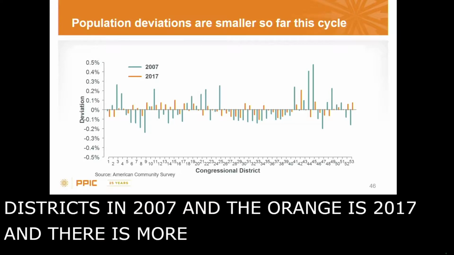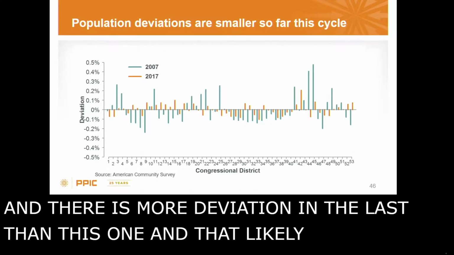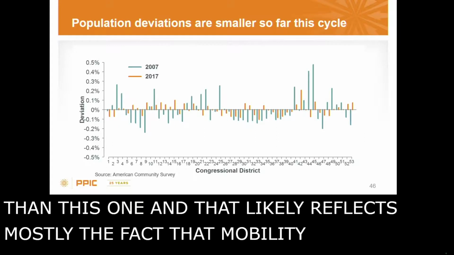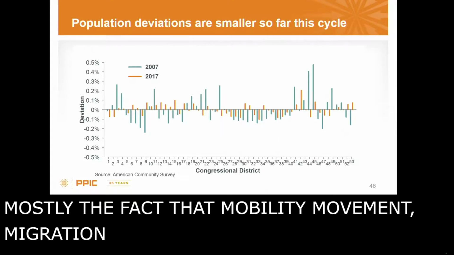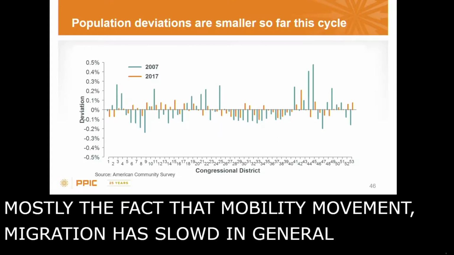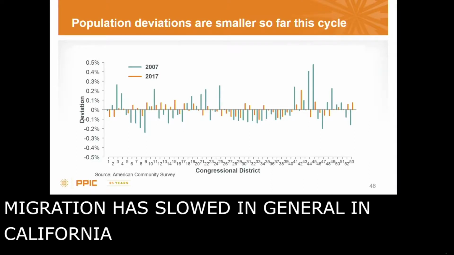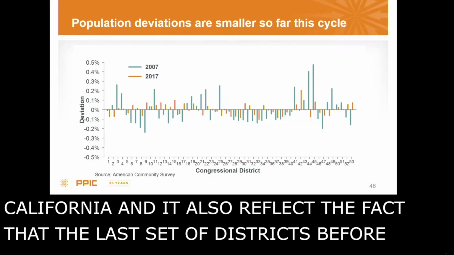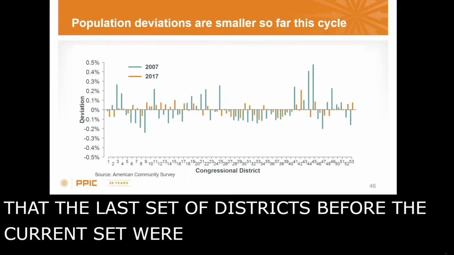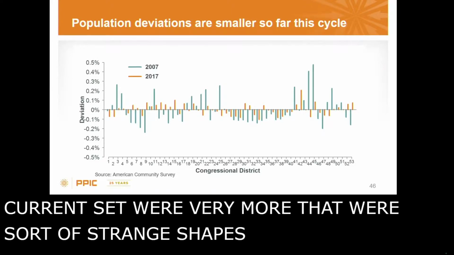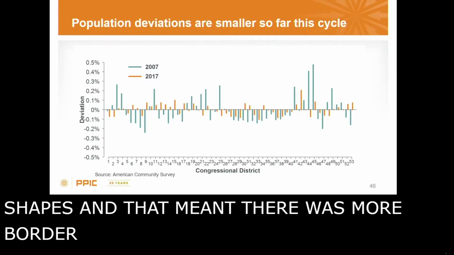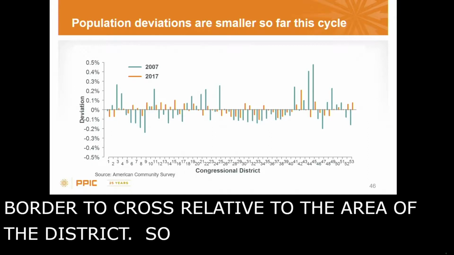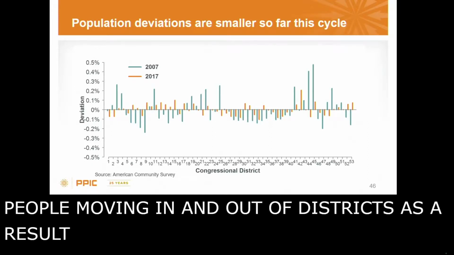That likely reflects mostly the fact that mobility, movement, migration has slowed in general in California. It also may, to some extent, reflect the fact that the last set of districts before the current set had more strange, convoluted shapes. That meant there was more border to cross relative to the area of the district, so you might have had more people moving in and out of districts as a result. But probably it's mostly having to do with migration patterns.